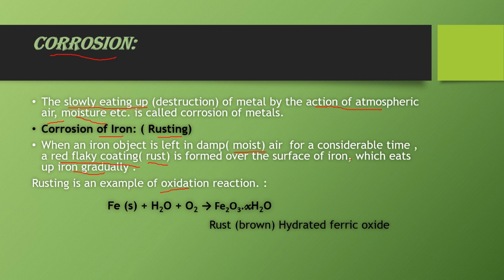Now the reaction is: iron when exposed to water and oxygen is converted into hydrated ferric oxide. Formula is Fe2O3.XH2O and it is called rust. So this is very important. Formula of rust is Fe2O3.XH2O. Its color is brown and its name is hydrated ferric oxide.